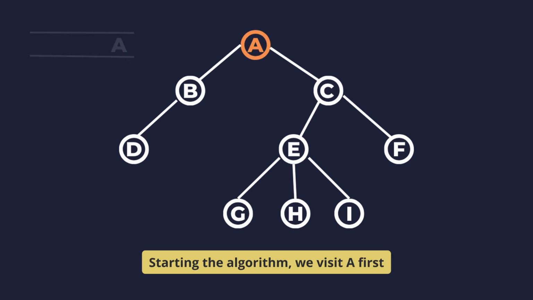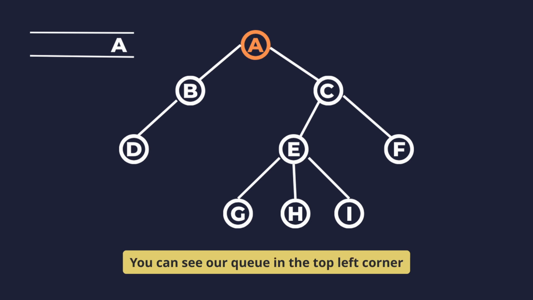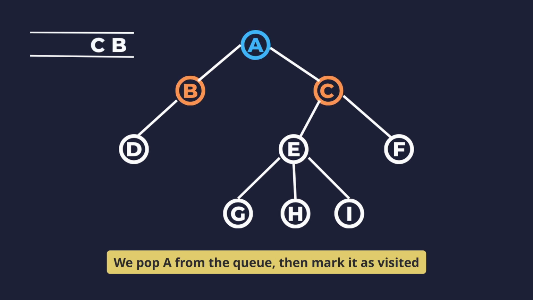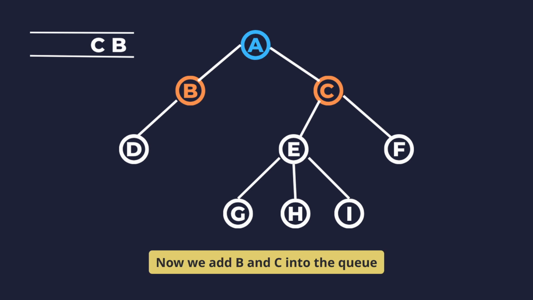Starting the algorithm, we visit A first. You can see our queue in the top left corner. We pop A from the queue, then mark it as visited. Now we add B and C into the queue.